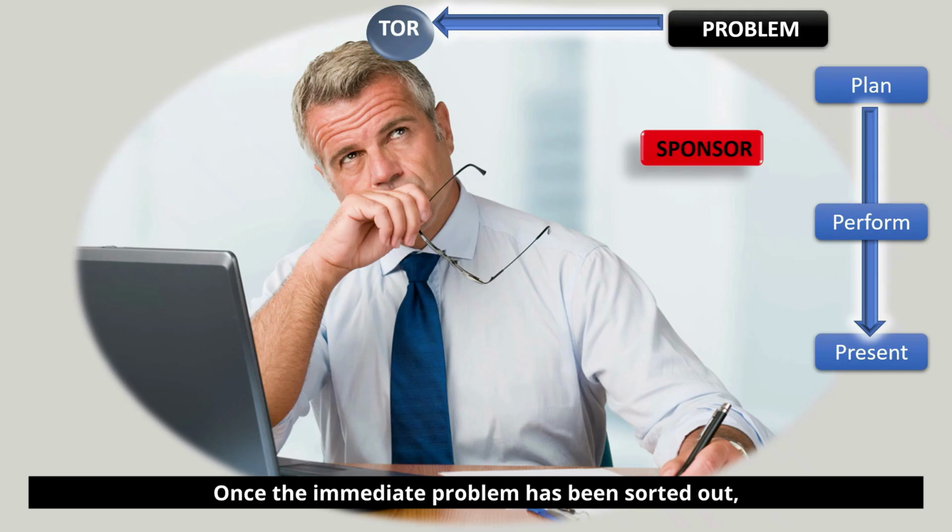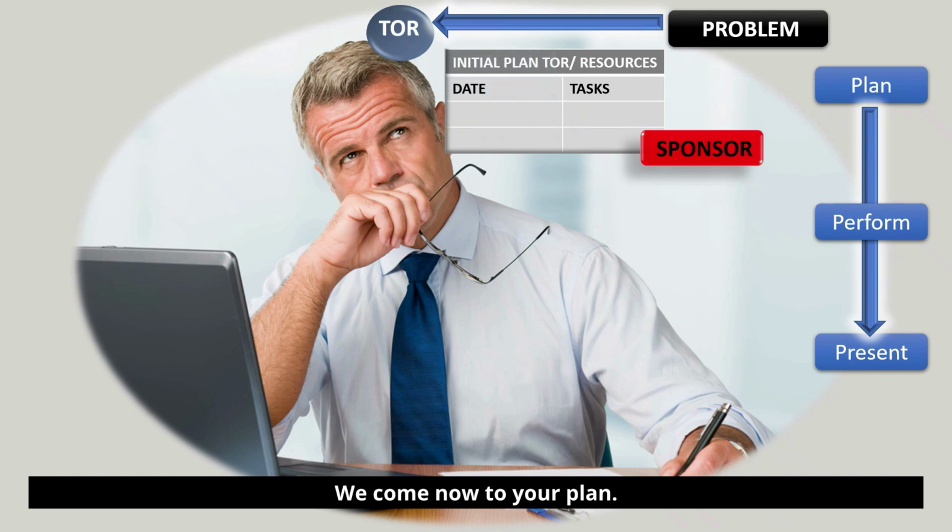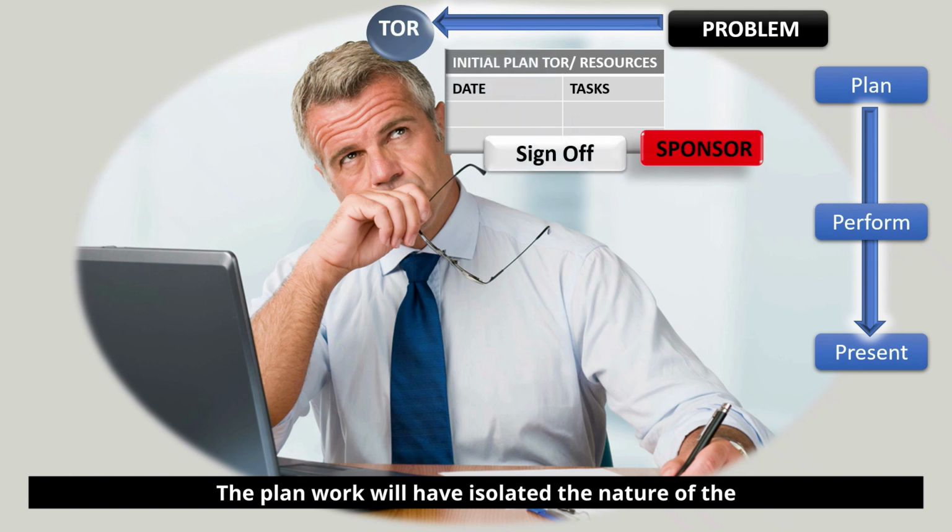Once the immediate problem has been sorted out, the focus should be to ensure any future problems are tackled through better business controls, since most investigations happen because risks have got out of control. We come now to your plan. Your background work will have isolated the nature of the allegations and the size and sensitivity of the claims in question. The idea is to work out how best to isolate the claims that are being examined, and any resources you'll need. This will all form part of your terms of reference.